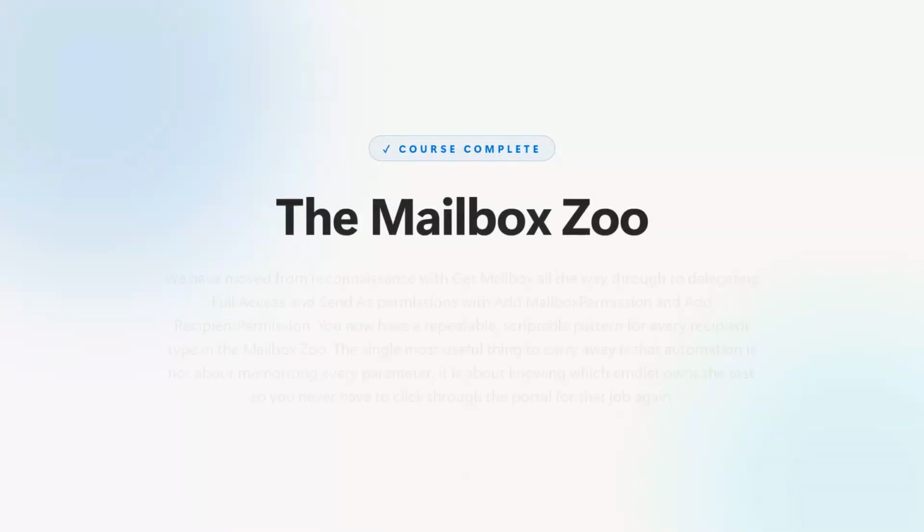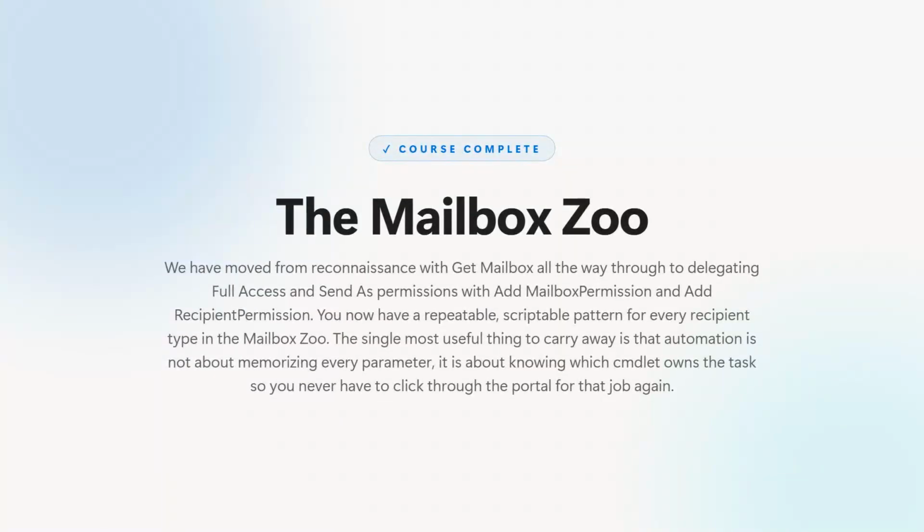We have moved from reconnaissance with Get-Mailbox all the way through to delegating full access and send as permissions with Add-MailboxPermission and Add-RecipientPermission. You now have a repeatable, scriptable pattern for every recipient type in the mailbox zoo. The single most useful thing to carry away is that automation is not about memorizing every parameter, it is about knowing which cmdlet owns the task so you never have to click through the portal for that job again.